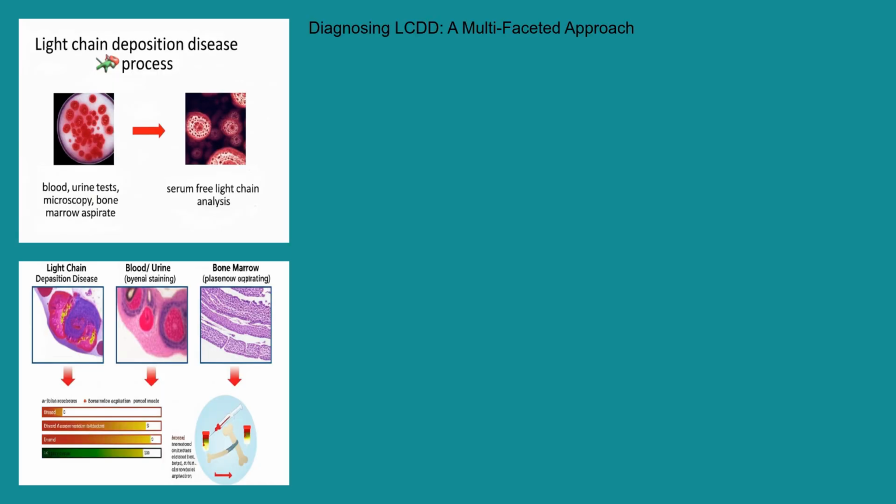Diagnosing LCDD requires a multifaceted approach. Initially, blood and urine tests will be performed to assess kidney function and detect proteinuria. A kidney biopsy is crucial for definitive diagnosis. The biopsy sample is examined under a microscope, and special staining techniques, such as immunofluorescence, are used to identify the presence and location of light chain deposits. Bone marrow aspiration is also typically performed to evaluate for an underlying plasma cell disorder. Serum-free light chain assays can also be helpful in identifying abnormal light chain production.